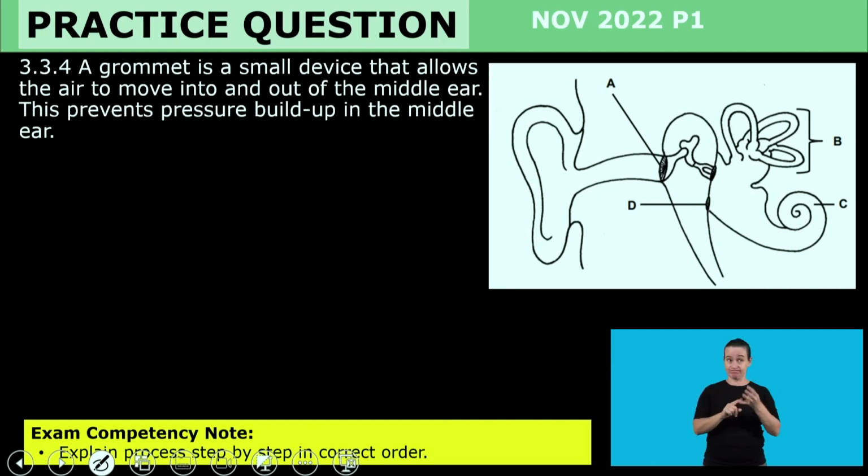3.3.4, a grommet is a small device that allows air to move into and out of the middle ear. This prevents pressure build-up in the middle ear. This is the middle ear. We're talking about the middle ear, and then there's no build-up.